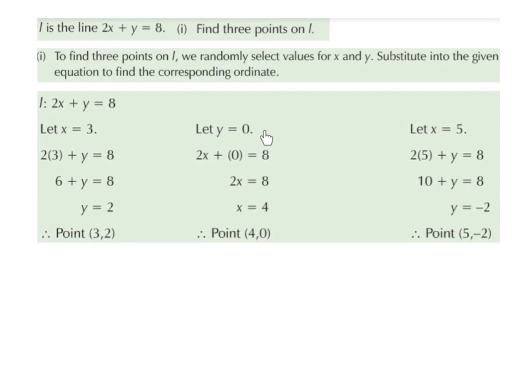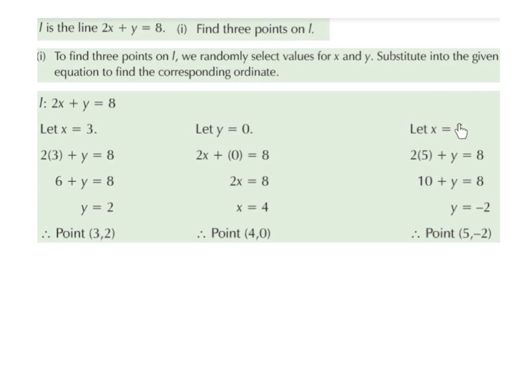Next I'm going to let y equal 0. So I swap that y for a 0. So I have 2x plus 0 is equal to 8. So I have 2x is equal to 8, and 8 divided by 2 is 4. So x is equal to 4. So our point is going to be 4, 0, an x value of 4 and a y value of 0.